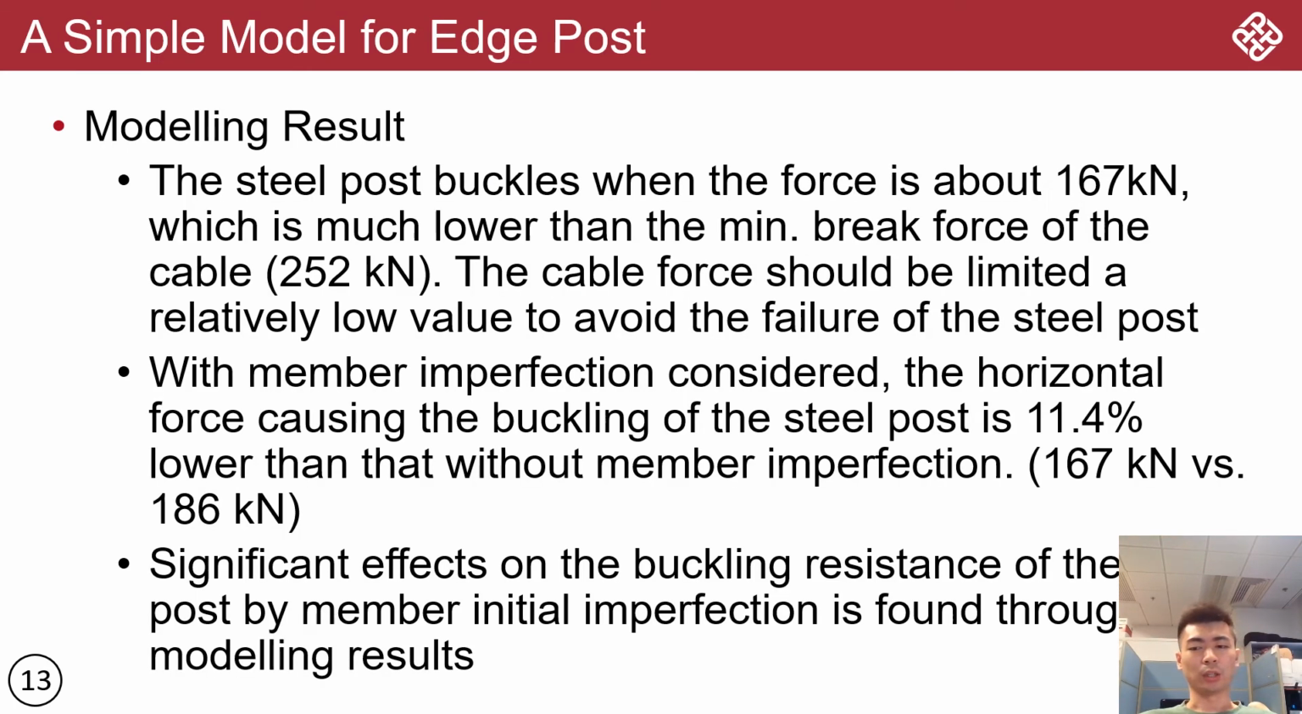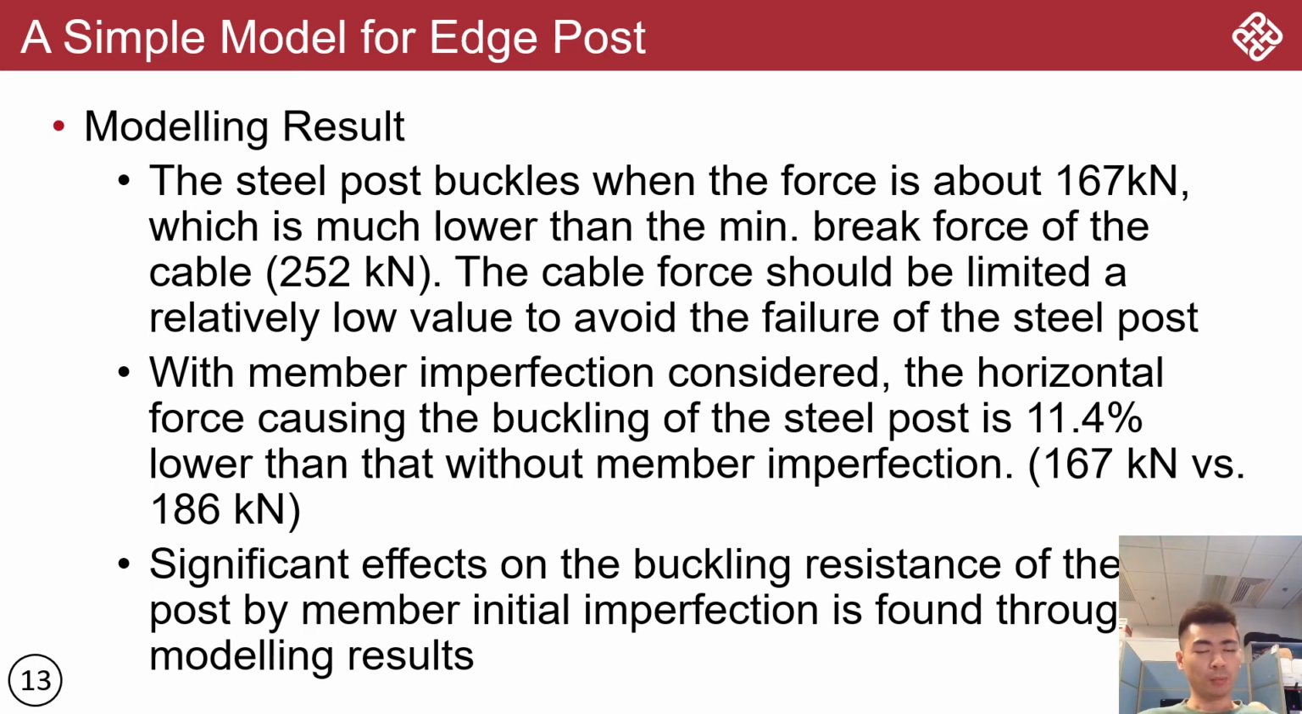So from this simulation result, we can see the steel post buckles when the force is about 167 kilonewton, which is much lower than the minimum breaking force of the cable, which is 252 kilonewton in this case. The cable force should be limited to a relatively low value to avoid the failure of the steel post.